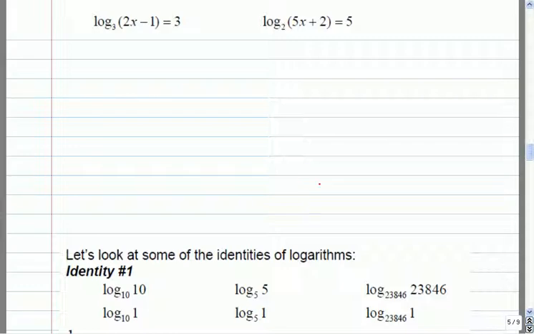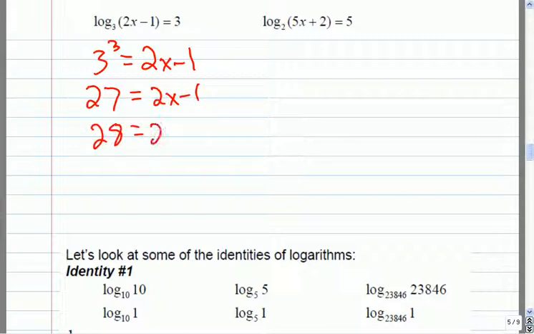Try this with a neighbor. Double check your answers with each other. See how you're doing. Okay, so if we double check this, 3 cubed is 2x minus 1. So 27 is, oops, 2x minus 1. So x is 14.